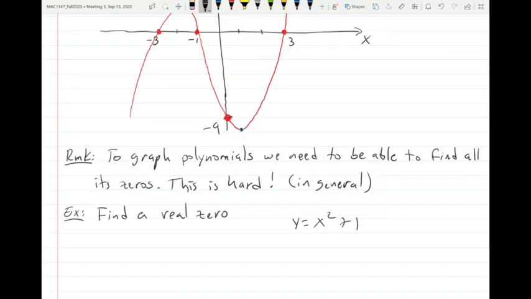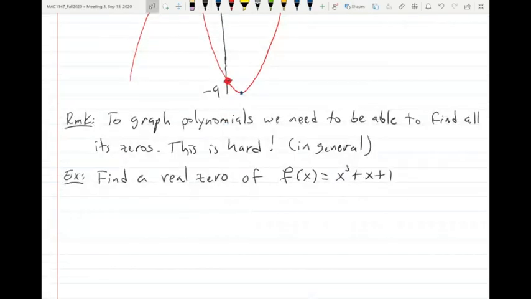Okay? But well, this is easy. We know how to graph this, so it's not an issue. But even if there are real zeros, sometimes it's very hard. In fact, sometimes it's impossible to find them precisely. So let me show you. Find a real zero of the following: f of x equals, and let's write a seemingly innocent polynomial, x cubed plus x plus 1.